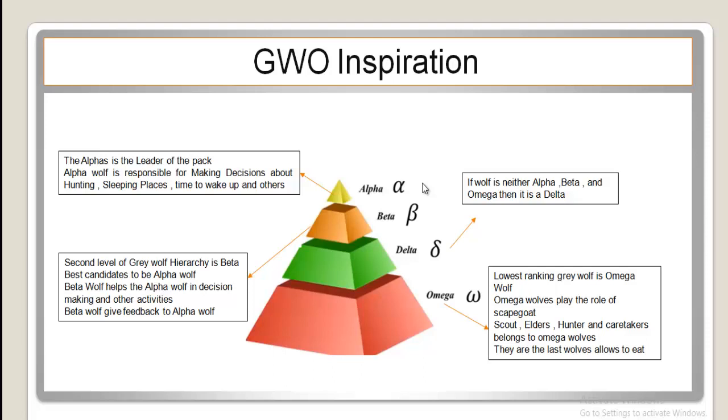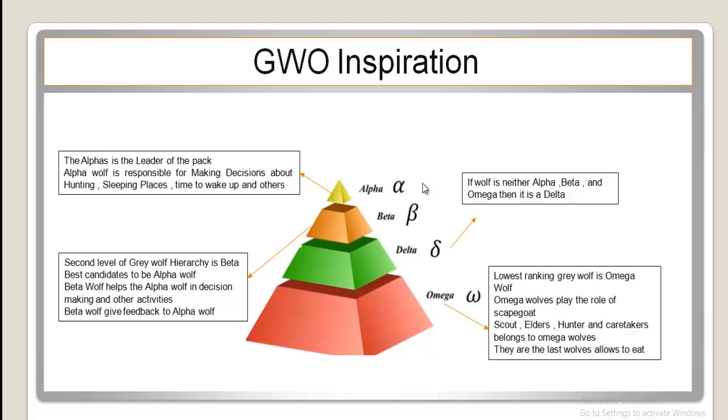So lastly, we have the omega. The omega wolves are the lowest ranking members who play an essential role within the pack, such as scouts, elders, hunters. They are also the last to eat. In the context of Grey Wolf optimization, omega solutions are those that follow the lead of the higher ranked solutions, ensuring a comprehensive search across the space.